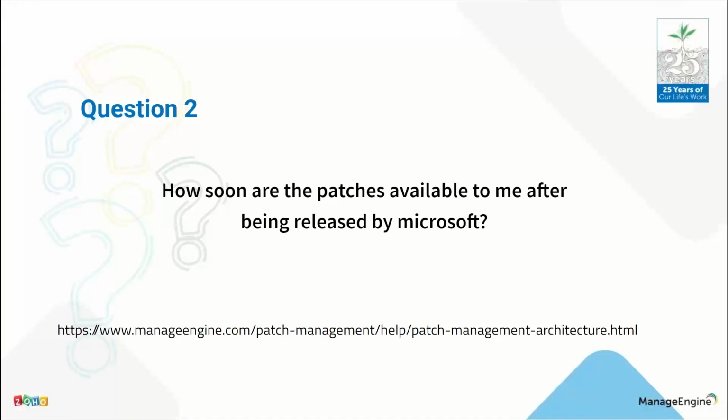How soon are the patches available to me after being released by Microsoft? As explained in the architecture, patches are released by the vendors, and our crawler team will be probing the updates and testing them internally in our testing environment. And we will be able to provide the updates to our customers within 10 to 12 hours from the time of release, because when Microsoft releases the patches, it's going to be a huge list of patches, around 200 to 300 patches in their baseline. We will be completing the testing, ensuring the safety and security of those patches, and then releasing them to our customers.